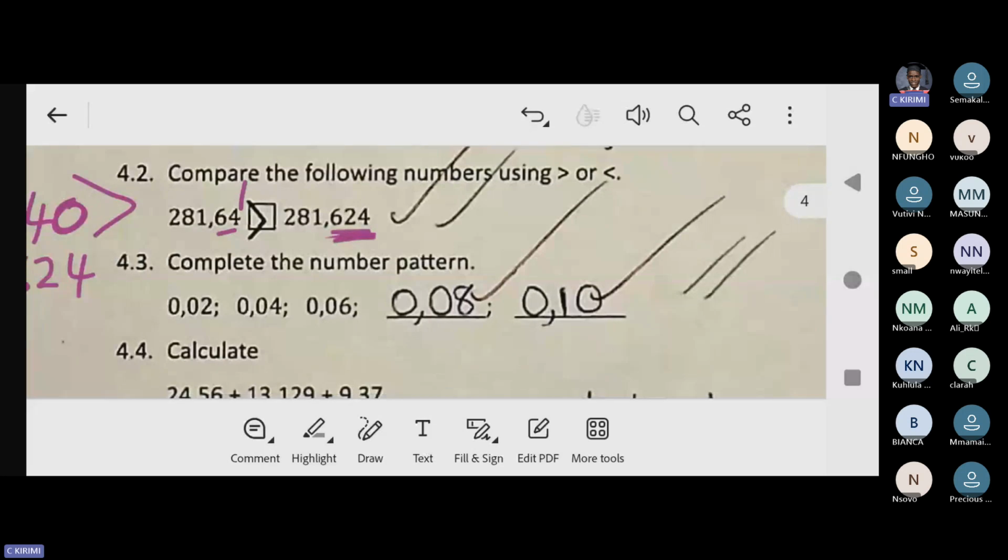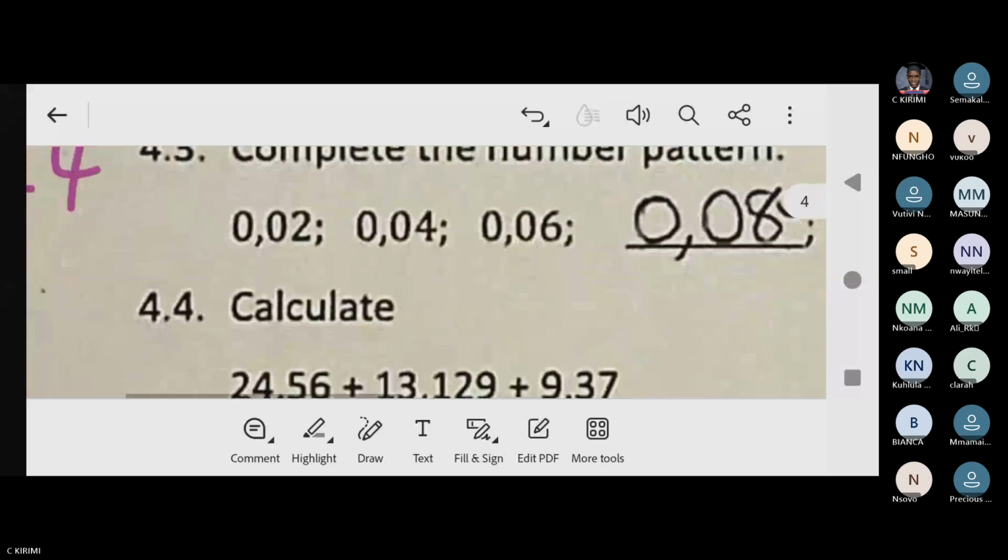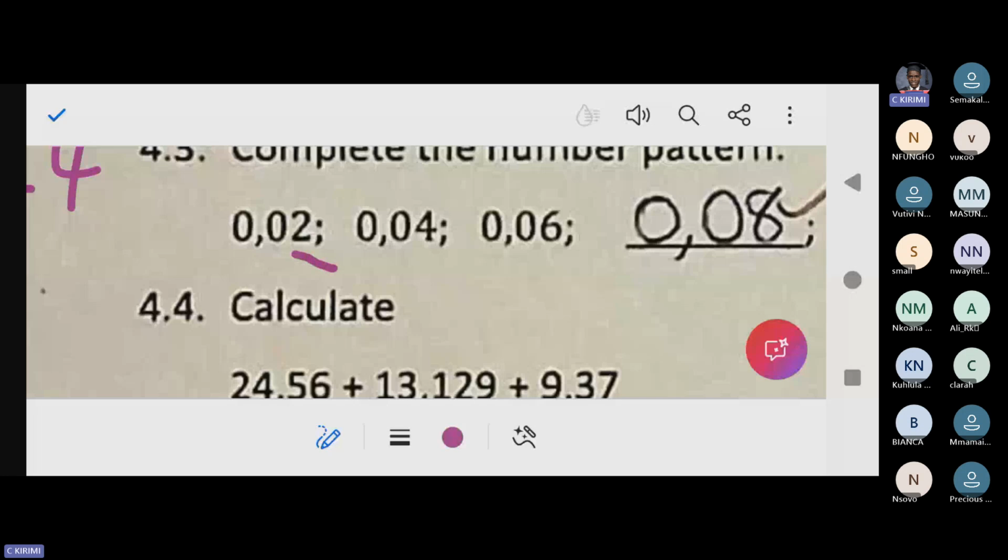Then for number 4.3, it's a pattern where we are counting forward in decimals. So first you must find the difference. How are we counting forward? Are we counting forward or backwards? Which means we are adding. We have added 0,02, which means it's a plus.